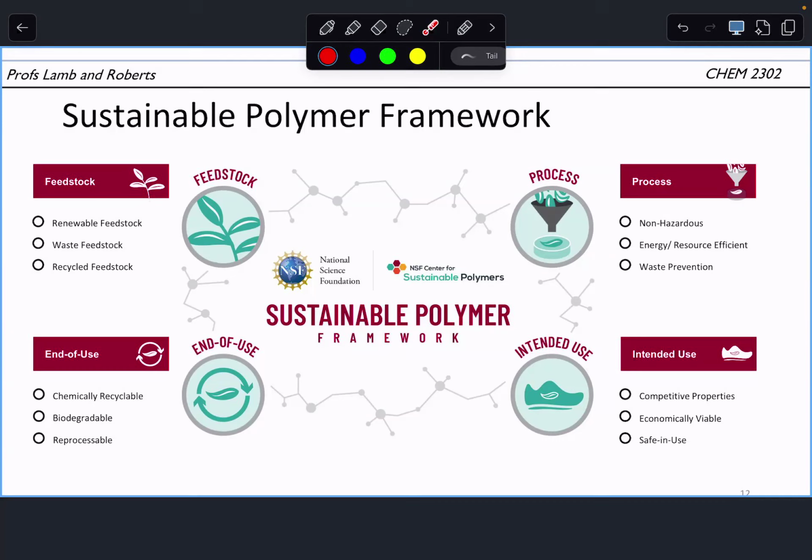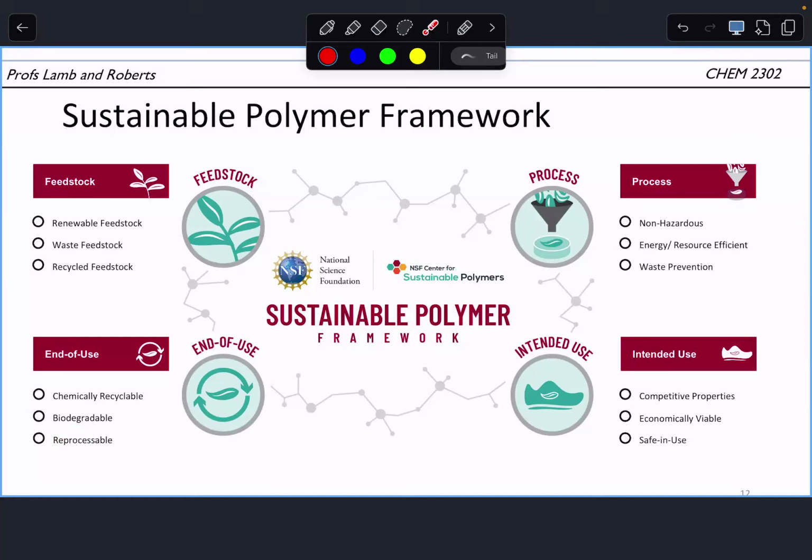And so thinking about, okay, at the end of its life, can we recycle it either mechanically, which is what's done now, or chemically? So chemically means that we go back to small molecules. So we can go from the polymer back to the monomer, for example, and then we can recycle those materials. Or is it biodegradable, right? If it ends up in the ocean, will it break down such that we don't need to worry about where it's going to go? Or is it reprocessable?